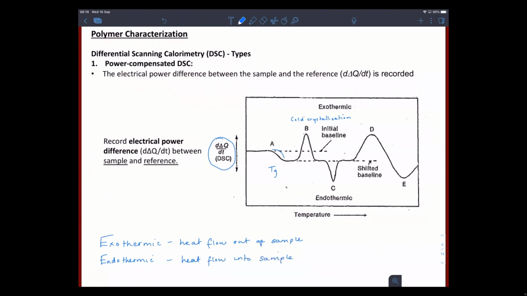So the TG is endothermic, the cold crystallization is exothermic, and then we have C down here, which is the TM, that's our melting temperature. And then D is a factor if we have crosslinks in there. And E is vaporization. So that's when we've completely decomposed our sample.